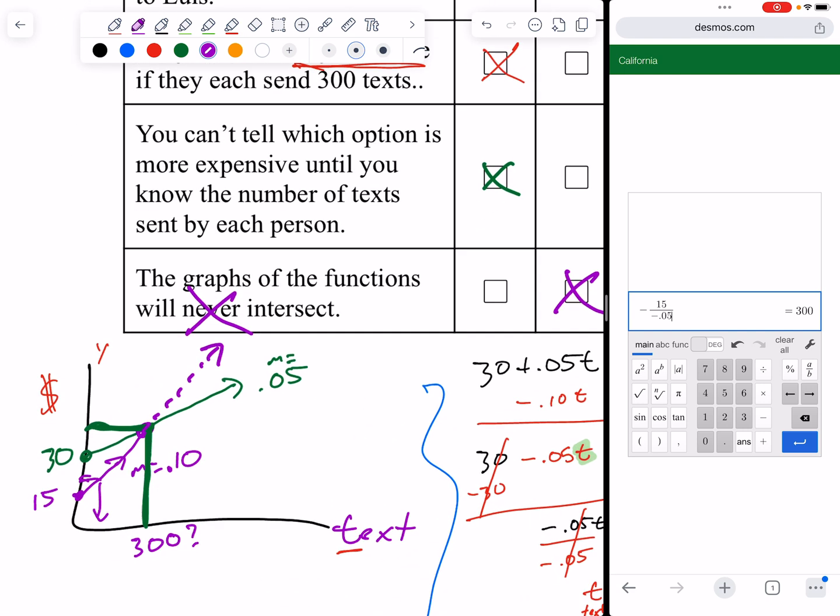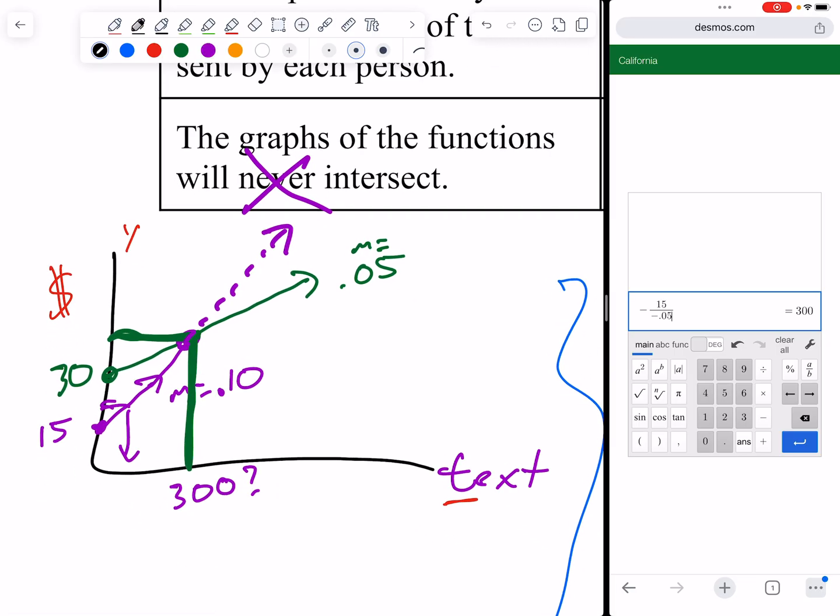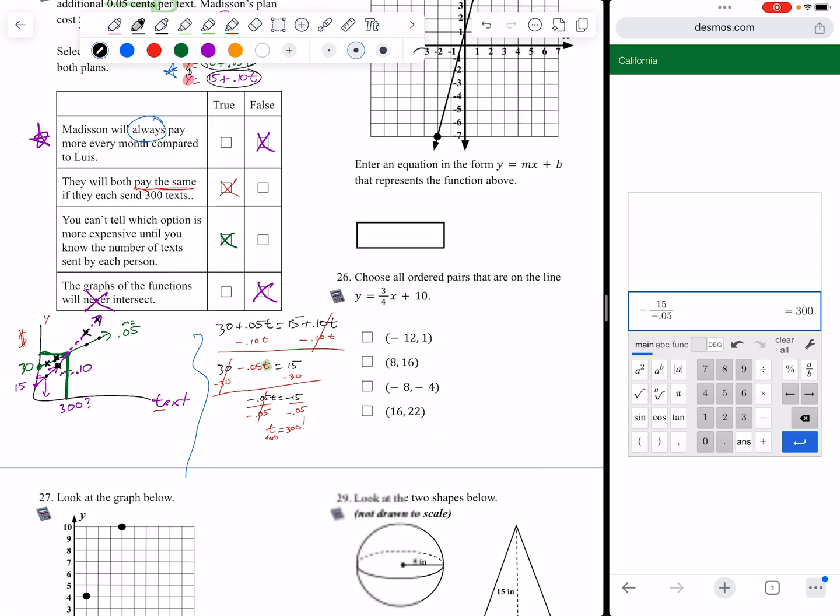Okay. All right. And if you're like, how do I know which one is more? So think about it. From here to here, this one is more. From here to here, that one pays more. From here to here, that one paid more. So from there to there, the green one paid more than the purple one because it's higher on the y, right? There's more money there.